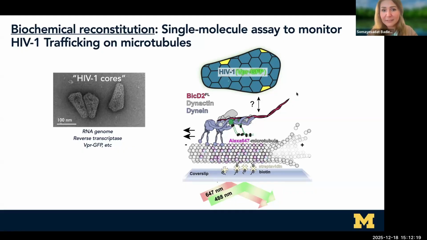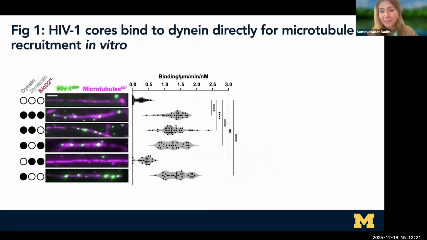So we started these experiments. The first thing that we noticed was that we weren't able to see any motile events of HIV cores in the presence of the dynein, dynactin, and BICD2. That was actually a bit unexpected and took me about 2 years to eventually find how they can move and what the reason is that they are not moving.